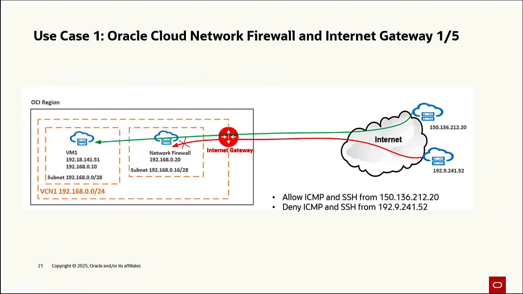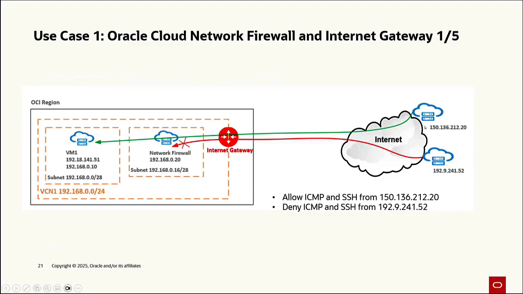The purpose is for all the traffic originated from the internet to our test VM, and from the test VM back to the internet, to flow over the OCI network firewall. And the request is very simple. We have two hosts on the internet, one starting with 150, another one starting with 192.9. So the request is to allow ICMP and SSH from 150 and deny ICMP and SSH from 192.9.